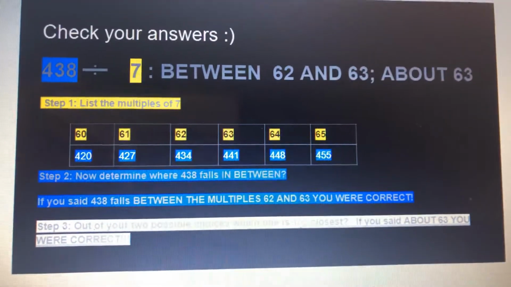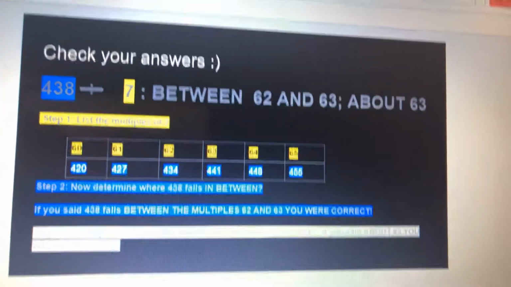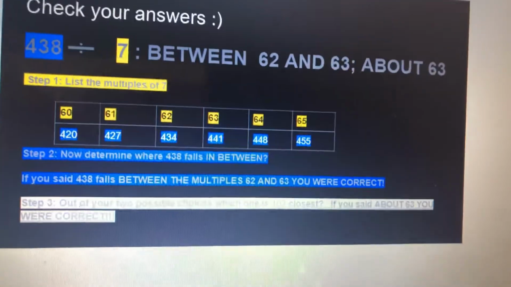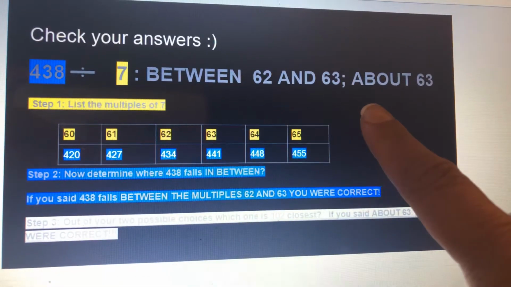Okay, your next one is going to be 438 divided by 7. Let's take this board again. If you notice, the answer is between 62 and 63, and it's about 63. So let's take 438 divided by 7. Hopefully you're getting the hang of this already.